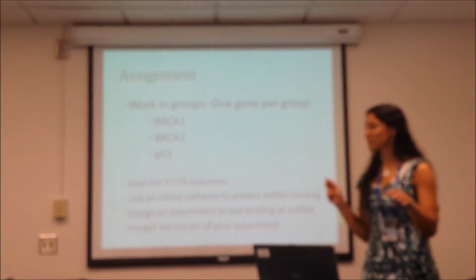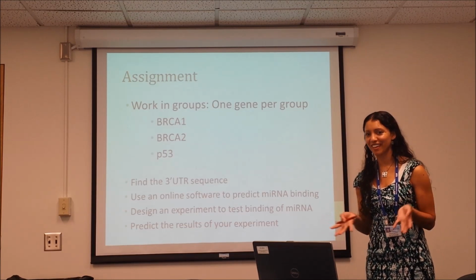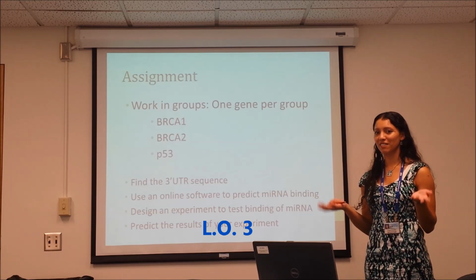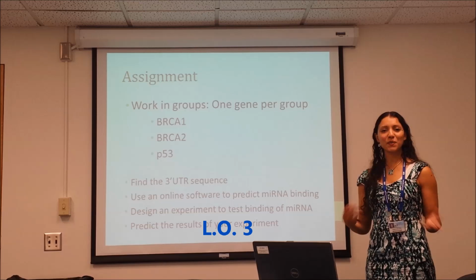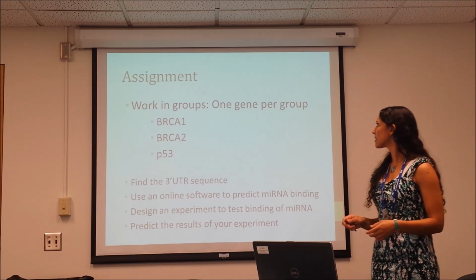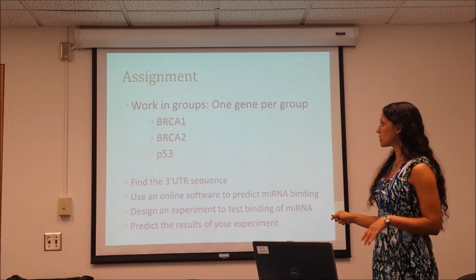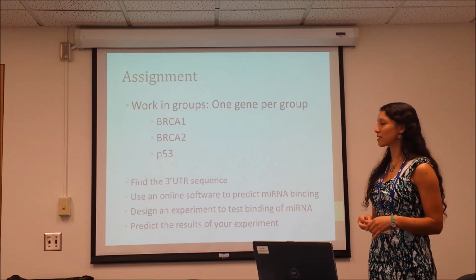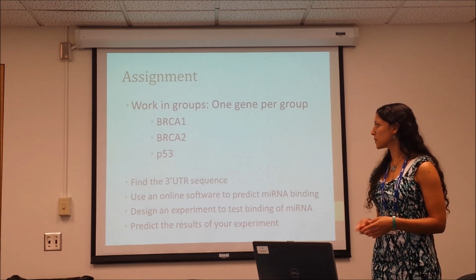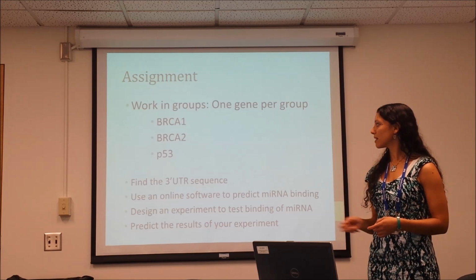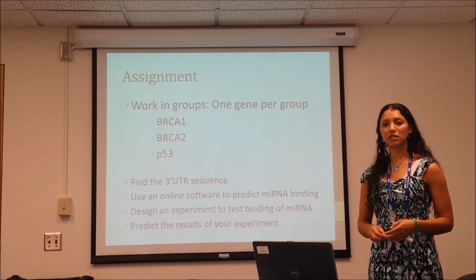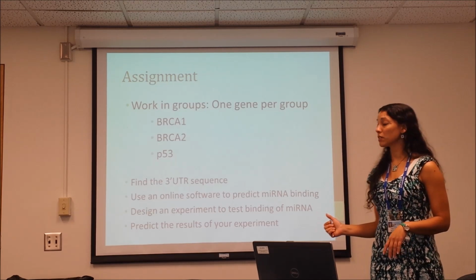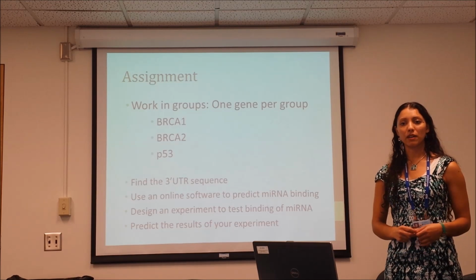So, now that we saw a little bit about how to work with microRNAs, and as all of you have expressed in the past that you want to work in something related to cancer, we're going to do an activity as an assignment. So you're going to get divided in groups, and each group is going to get a gene. All these 3 genes are involved in cancer: BRCA1, BRCA2, and P53. What I want you guys to do is to go in a gene bank and find the 3' UTR sequence for the gene that is assigned to you, and then use any of the online software I mentioned in the lecture and predict the binding of microRNAs.